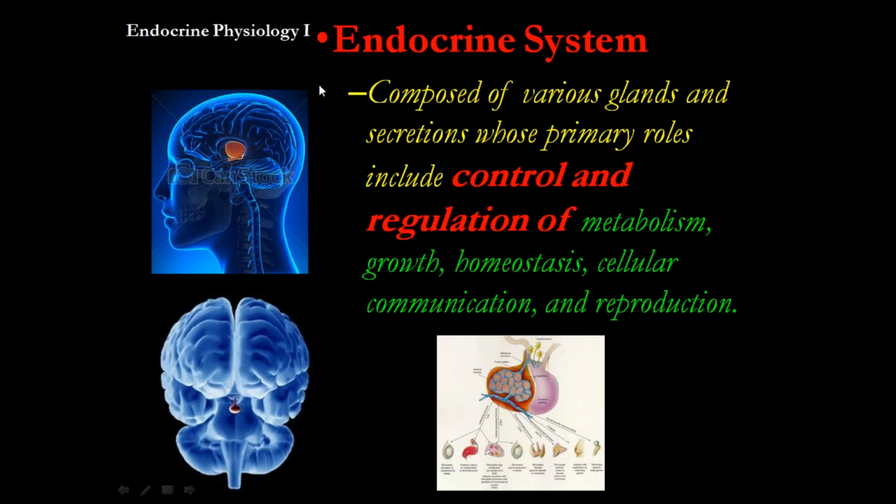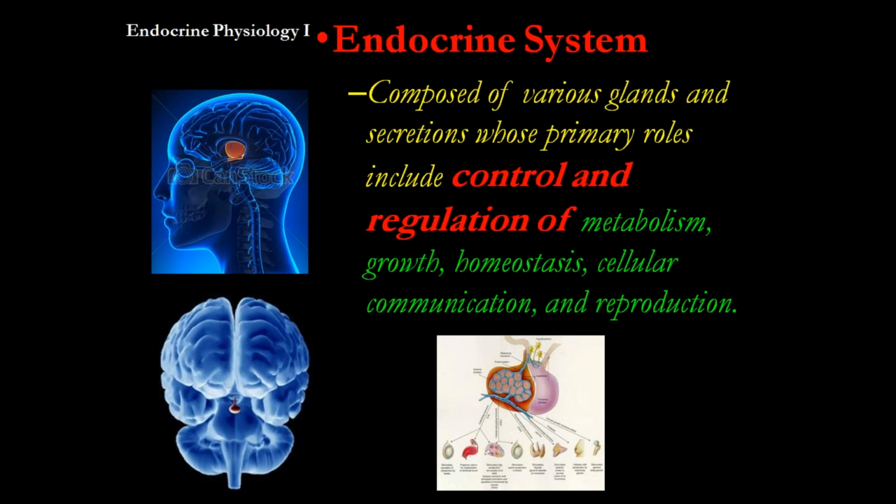Simple things first: what is the endocrine system? We already know about all the glands, the 8 types of glands and where they are located, etc. The endocrine system is composed of various glands and secretions whose primary roles include control and regulation. At this level we are just going to focus on how the hormones control and regulate metabolism, growth, homeostasis, cellular communication and reproduction.